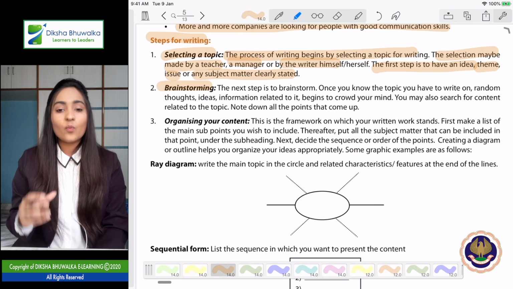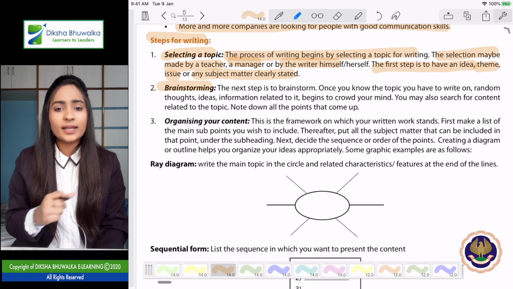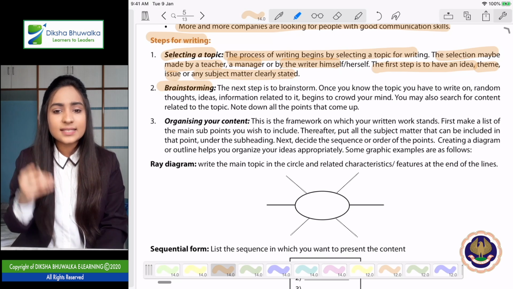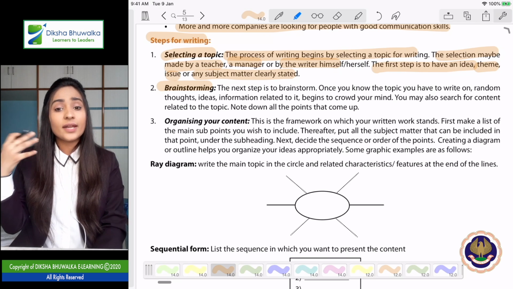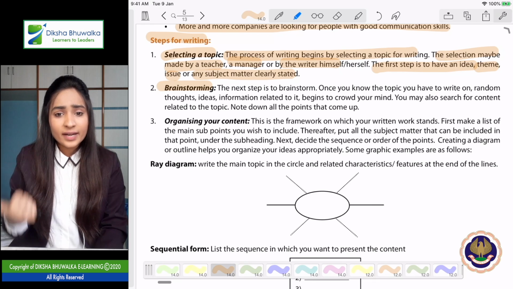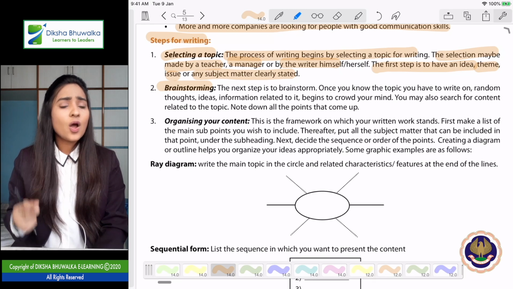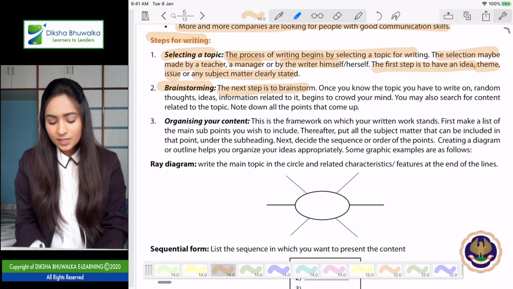Brainstorming. Now, whenever we read about a topic, it's not that you will get all the points, all the ideas instantly. You will brainstorm. You'll think about the topic. You will start recollecting experiences. You'll think about the topic in a way when you have read about it, you've heard about it, or you have had experiences about that topic. So the next step is to brainstorm.